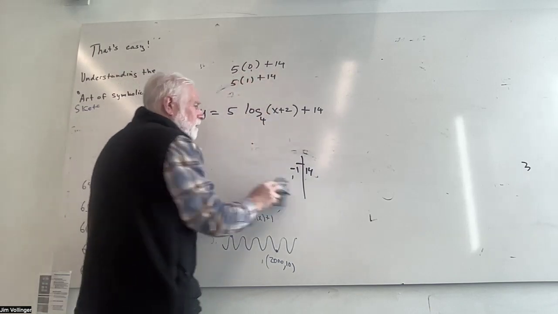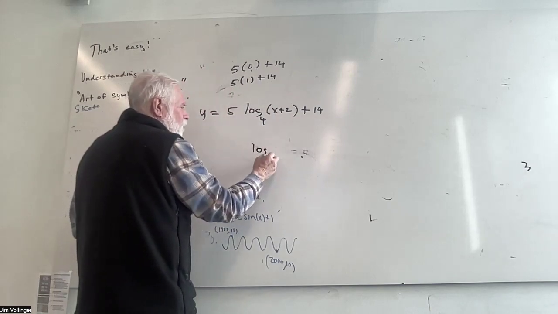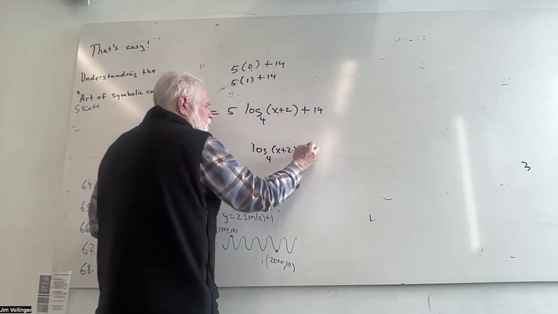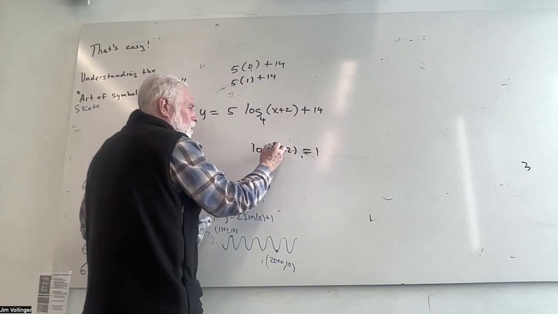Then the next thing is 5 times 1 plus 14. That's what we want. So how do I make log base 4 of (x plus 2) turn into a 1? Well, I hope you say when x is 2.